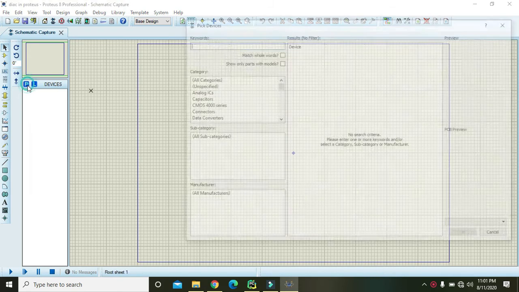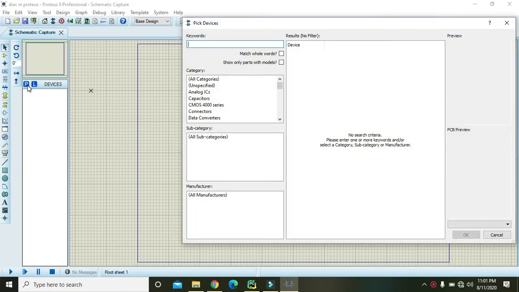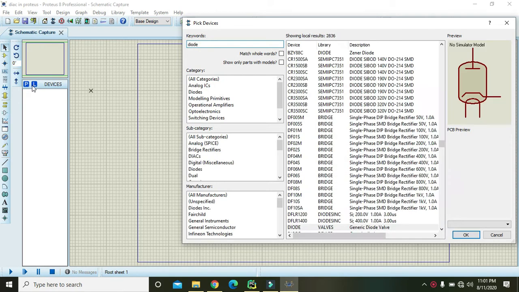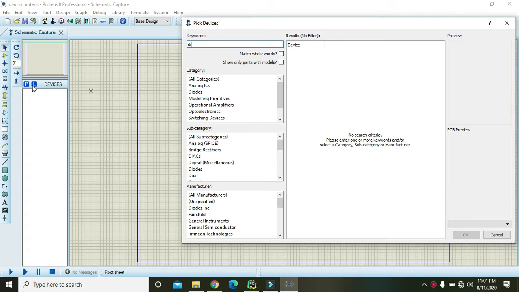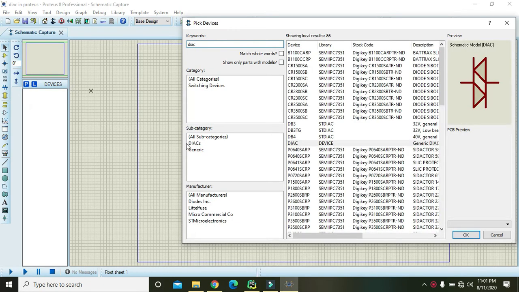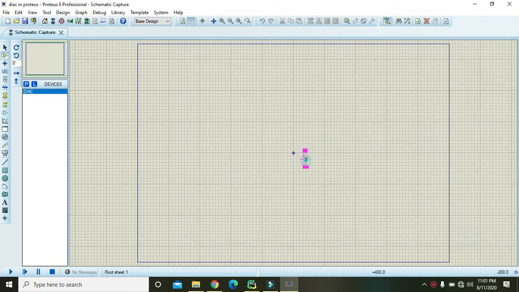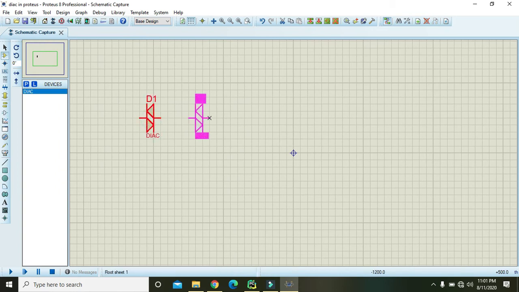As I open the library and write diac, here you will see that its symbol is just like that. It has two diodes connected in opposite directions. So what will a diac actually do?